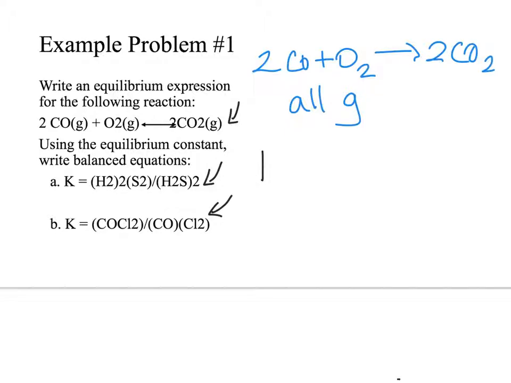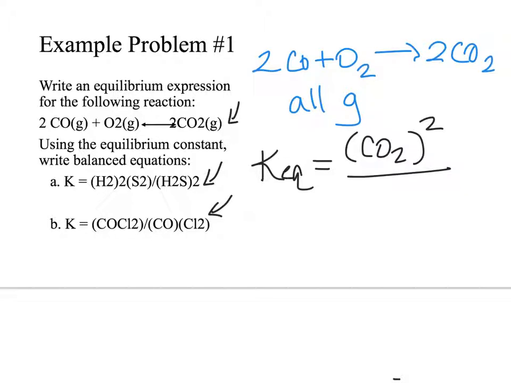Right, so I'm just going to write the formula. KEQ is equal to products over reactants, carbon dioxide squared, because there are 2 of them, over carbon monoxide squared times oxygen. I'm sorry, oxygen is not squared. Right, so we've just written a formula that we can do calculations with later if needed. Now let's look at A and B of the second part.